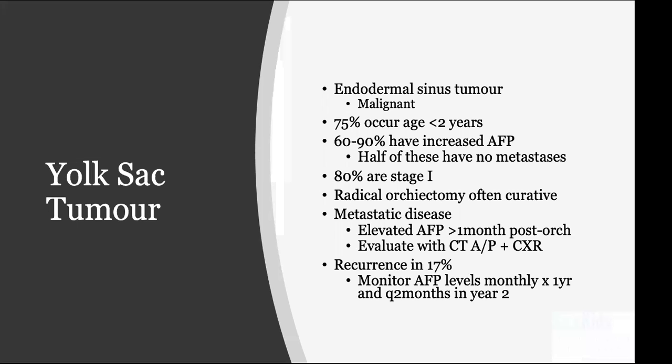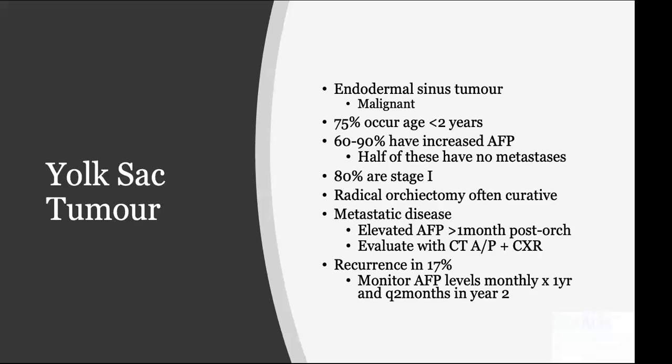80% overall are stage 1 and therefore are generally cured with radical orchiectomy alone. Metastatic disease should be considered based on the pathology, which may exhibit higher stage, as well as things like persistently elevated AFP levels at 1 month post-op, which would give you an indication that there may be some yolk sac cells elsewhere in the body producing AFP. So if there's concern for metastases, they should undergo CT abdomen and pelvis as well as chest imaging.